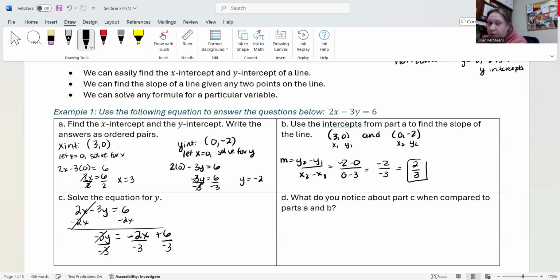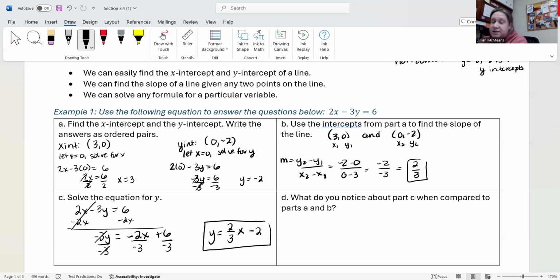-3 divided by -3 is 1. 1 times y is just y. -2 divided by -3, we don't want to write that as a decimal. We want to leave it as a fraction, but we do want to simplify our signs. So -2 divided by -3 is positive 2/3. And then just keep your x. And then let's see, 6 divided by -3 is -2. So we've done quite a bit here. We took this equation, we found the x and y intercept. We used the x and y intercept to find the slope. We then took the equation and we solved it for y.